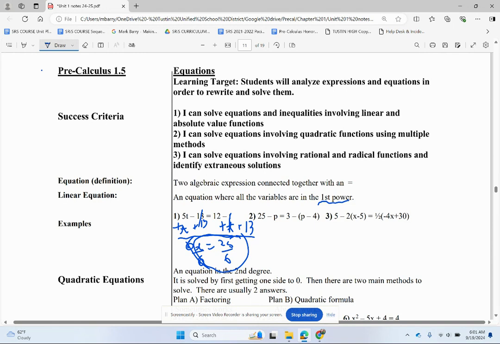You could type it into a calculator and get a decimal for it, but most of the time you're just going to leave it as a fraction, so I got 25 over 6. Okay, let's take a look at number 2 then. Let me clear this off.